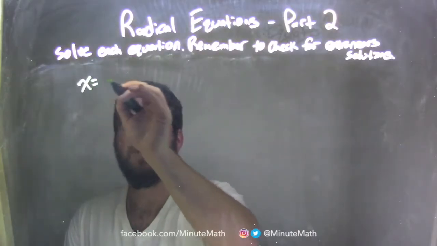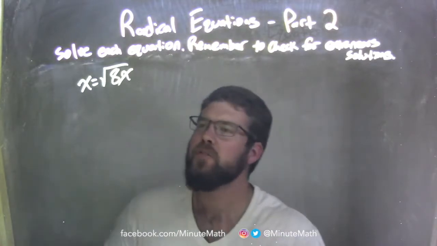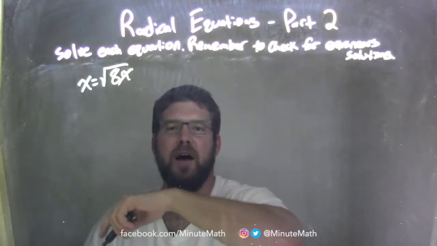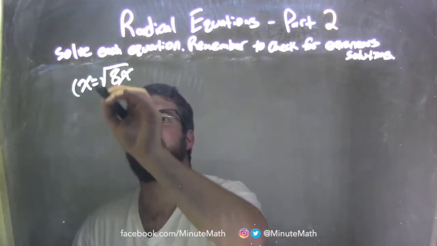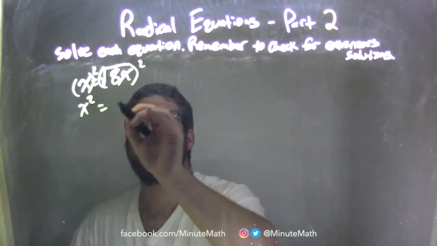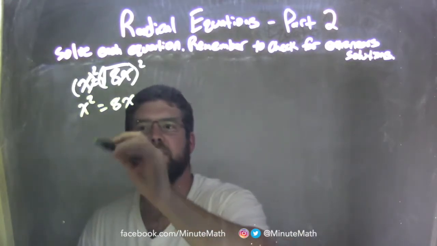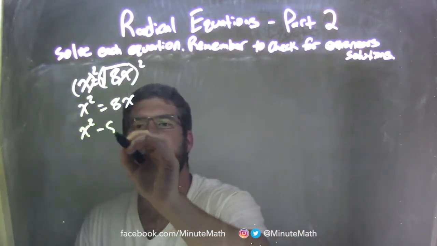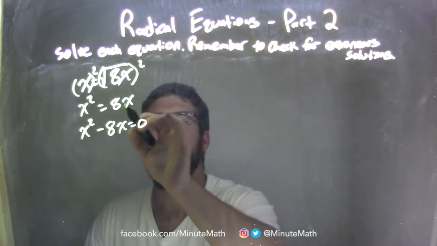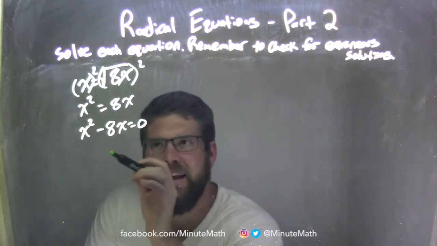x equals the square root of 8x. Well, our first step here is I need to square both sides to get rid of that radical. So I square both sides here, and I'm left with x squared equals 8x. From there, I'm going to subtract 8x from both sides, leaving me with x squared minus 8x equals 0. Remember, that's subtracting over. A lot of people just want to divide it. No, subtract that 8x over.